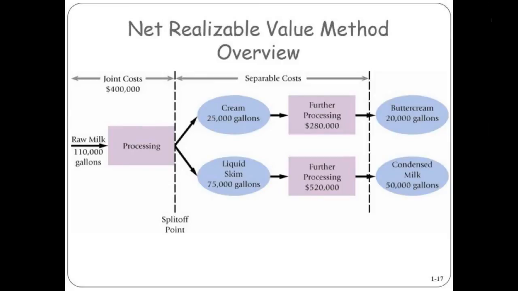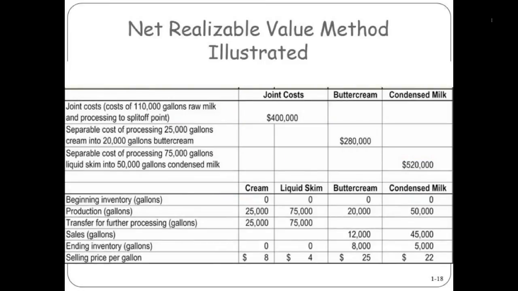Milk. You have cream and skim, and 10,000 that went somewhere. Your cream, you determined it makes sense potentially to do another $280,000 worth of work on it to turn it into buttercream. And your skim, you did do another $520,000 of work on those 75,000 gallons to turn it into condensed milk. Try to follow along.